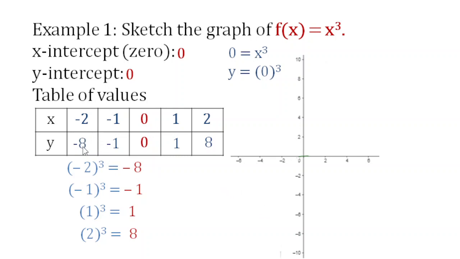So negative 2, negative 8, somewhere here. Negative 1, negative 1, somewhere here. Then 0, 0, somewhere here. And then 1, 1, somewhere here, and then 2, 8, somewhere here. Now we can connect the points with a smooth curve. This is the graph of f of x equals x cubed.